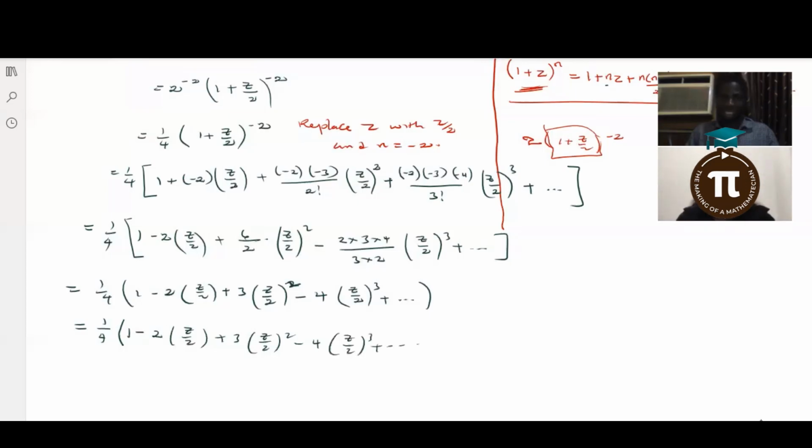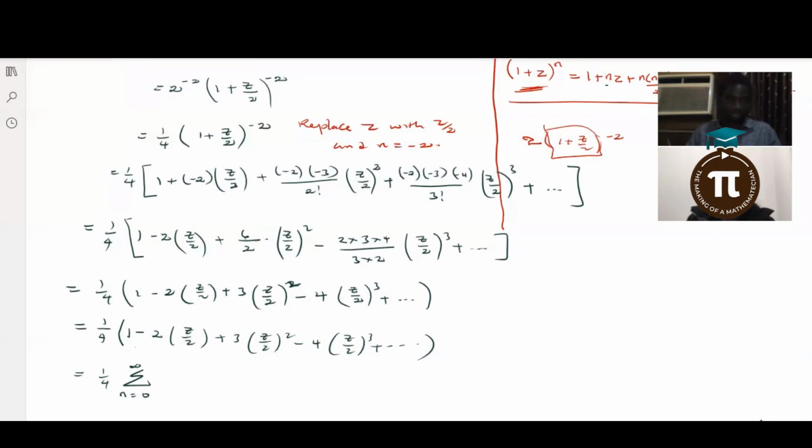You need to observe the pattern here. This is equal to 1 over 4. I want to write a summation, that is my point. Summation of n starting from 0 to infinity, since it goes on like that. Now, you need to notice the sign. The sign is alternating. You get my point. Positive, negative, positive, negative, positive, negative, and it goes on like that.